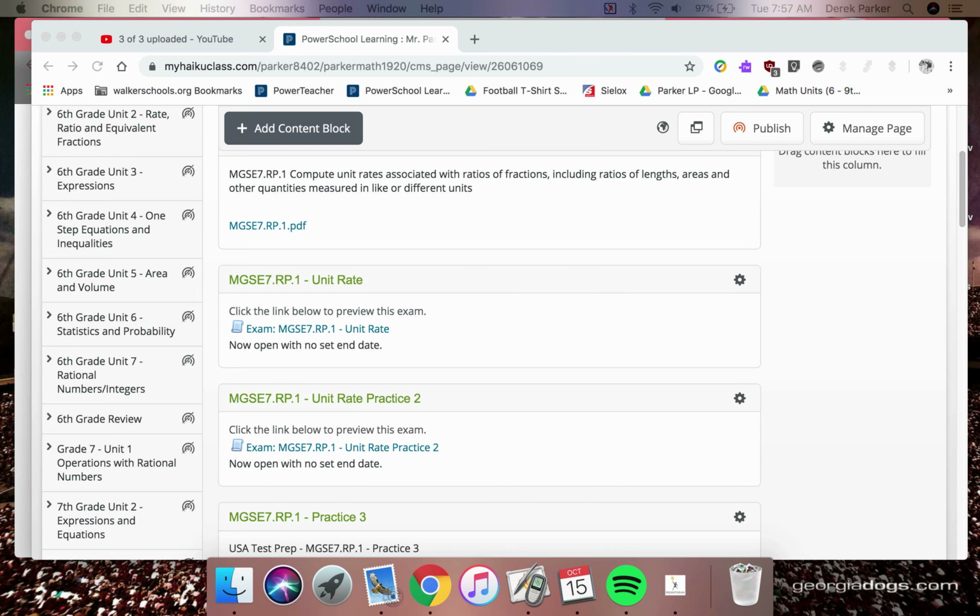Okay, quick review, 30 pounds of food for 5 dogs. Our rate would be 30 over 5. Our unit rate would be 6 over 1. As you can tell, whatever's in the denominator, that's what I divide with. I'm trying to get it to be a denominator of 1.